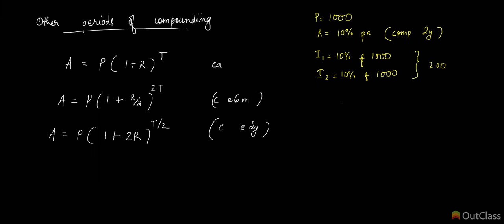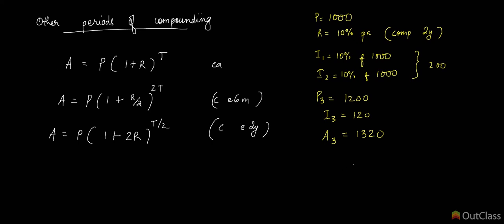It's only after 2 years that this 200 gets added back to the principal, and so the principal for the third year is 1200, and the interest for the third year is then going to be 10% of that, which is 120. And so you're going to get an amount at the end of 3 years as 1320. And let's just say that this is what I'm interested in finding, the amount at the end of 3 years.